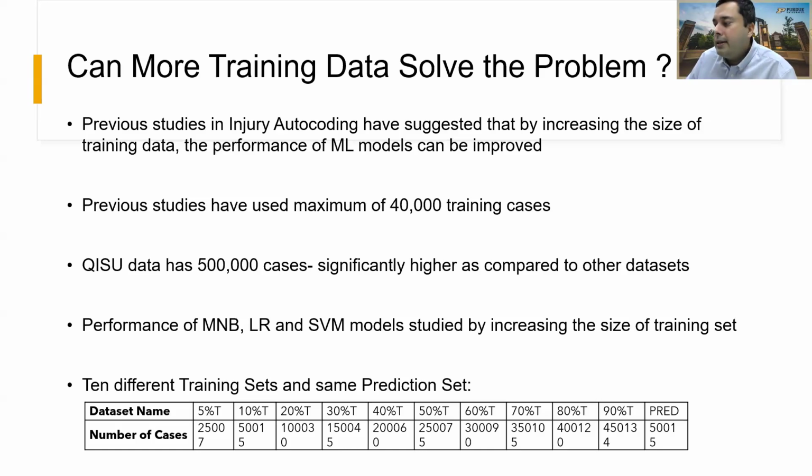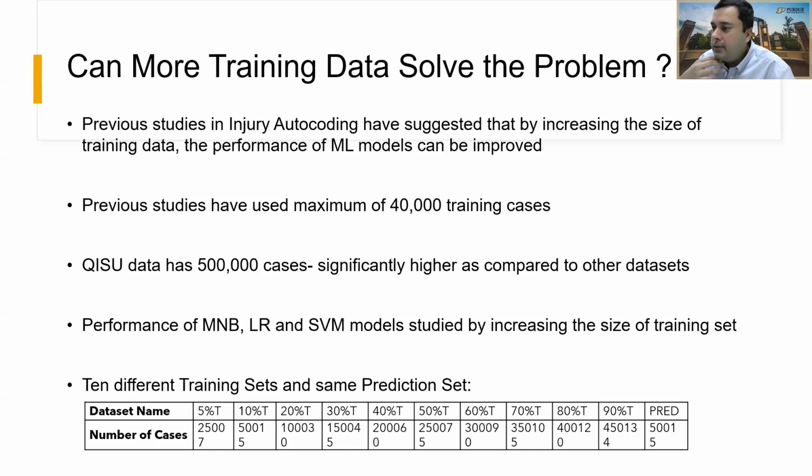Then we started looking at how to deal with the low prediction accuracy of machine learning models for rare causes of injuries and cases which are complicated, that might have multiple causes of injury or the cause of injury is not clearly mentioned.